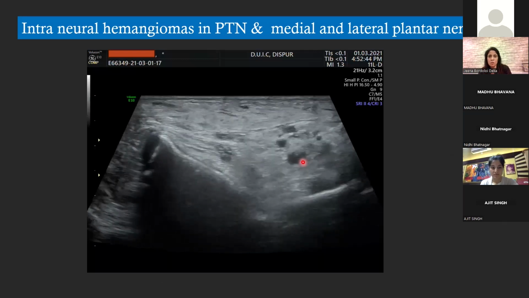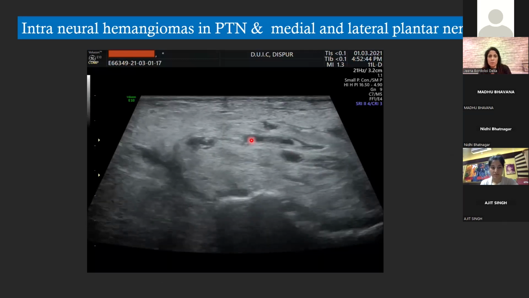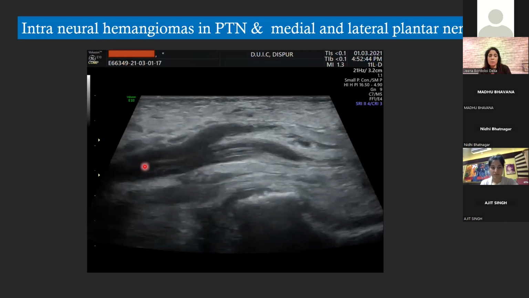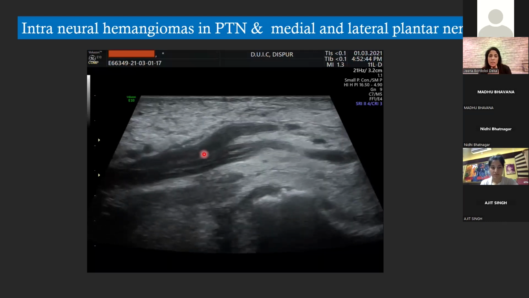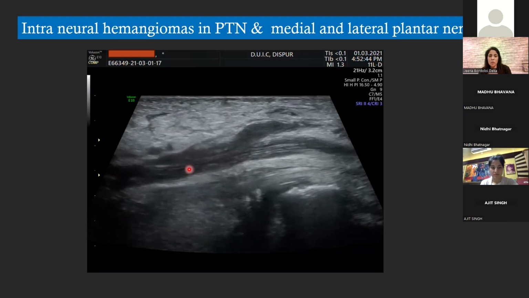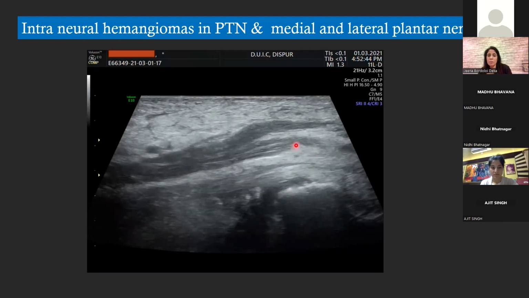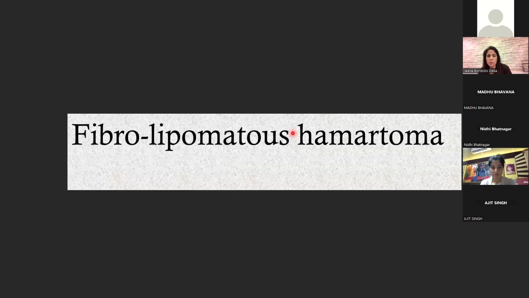So this is just a video of the same. This is the tarsal tunnel. And on the long axis, we can see that the tibial nerve is enlarged, swollen with these anechoic channels, and the medial and the lateral plantar nerves were also involved.